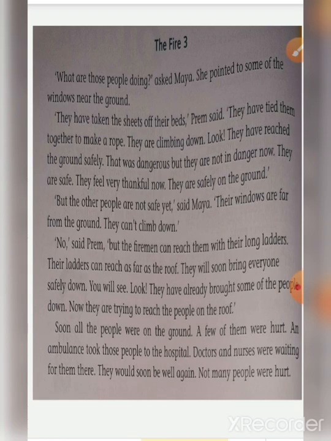What are those people doing? asked Maya. She pointed to some of the windows near the ground. They have taken the sheets off their beds. Prem said they have tied them together to make a rope. They are climbing down. Look, they have reached the ground safely. That was dangerous, but they are not in danger now. They are safe. They feel very thankful now. They are safely on the ground.